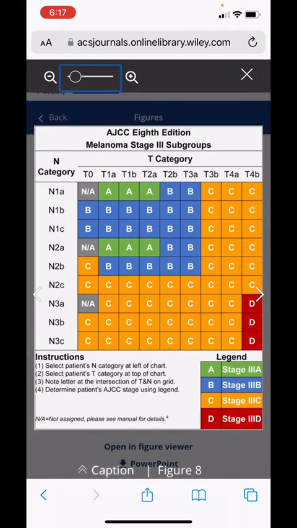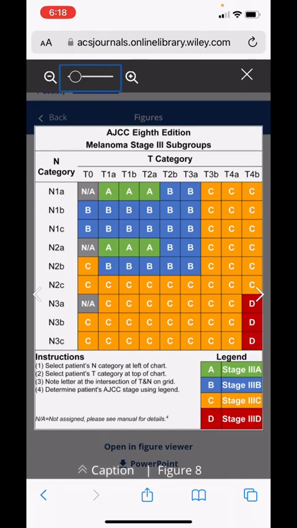We discussed T4B. Look at the last column here, T4B, okay? And let's say N2C, we said, in-transit disease. So T4B, meaning a melanoma that's 4 millimeters and more with ulceration, and N2C, and then we come here and we say it's stage 3C. It gave it the letter C. So this is a stage 3C melanoma.